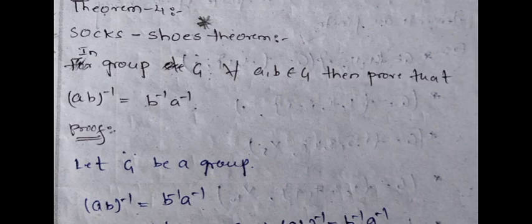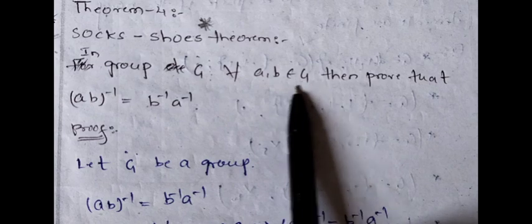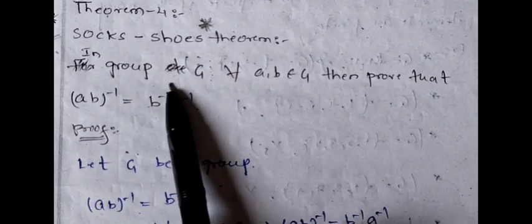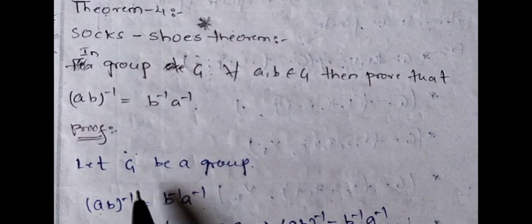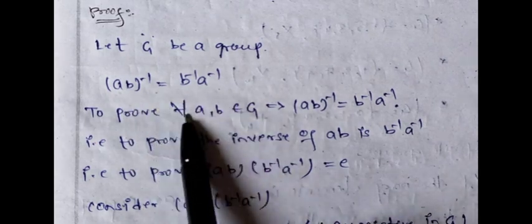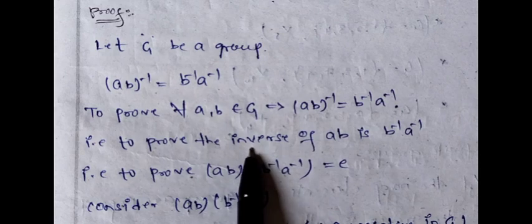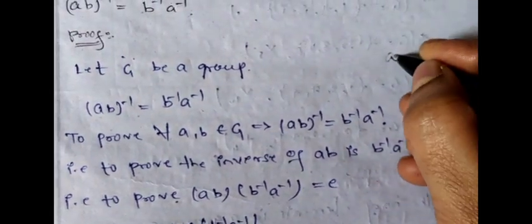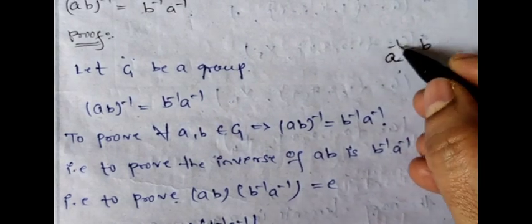Also one more important theorem, the socks and shoes theorem. In a group G, take two elements A and B from G, then prove that AB whole inverse equals B inverse into A inverse. Important theorem. So let us take G is a group and we need to show AB whole inverse equals B inverse into A inverse. To prove this, suppose A inverse equals B, which means the inverse of A is B.